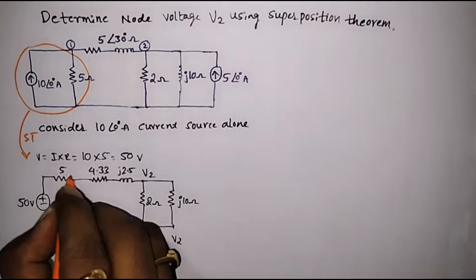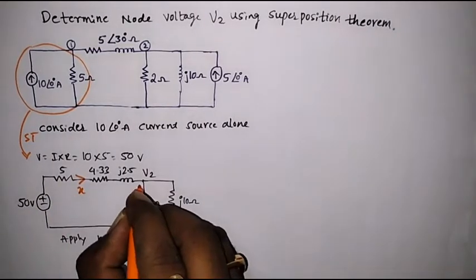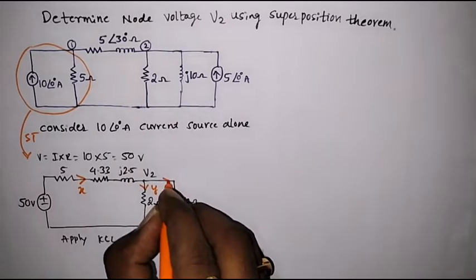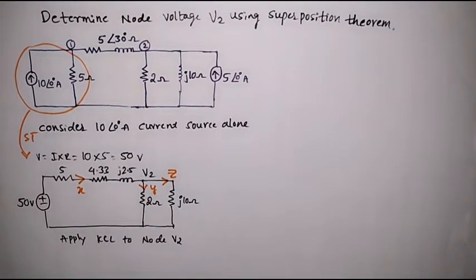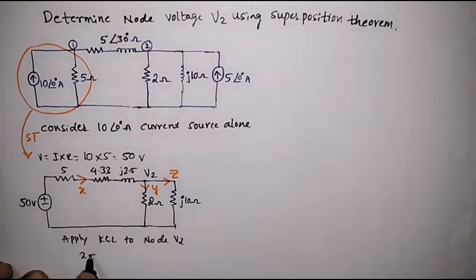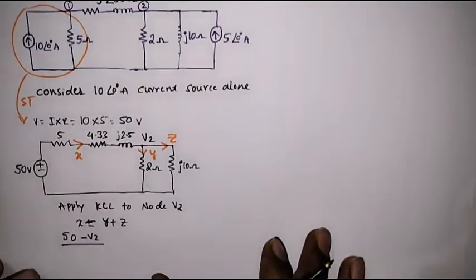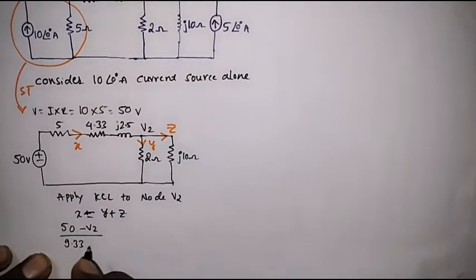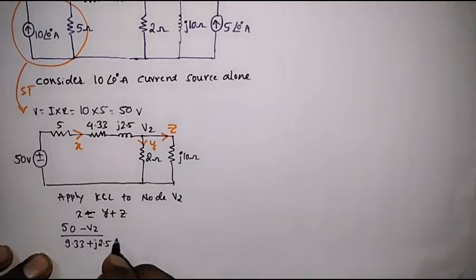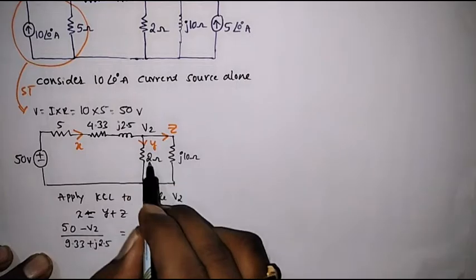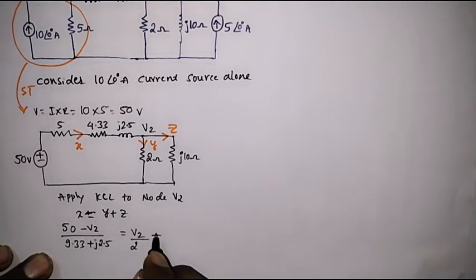So we'll assume that current through this branch is X, current through this branch is Y, and current through this branch is Z. It gives X incoming is equal to Y plus Z. Therefore X is nothing but 50 minus V2 divided by 5 plus 4.33, that is 9.33 plus j 2.5, is equal to Y, which is nothing but V2 by 2, plus Z, which is nothing but V2 by j10.